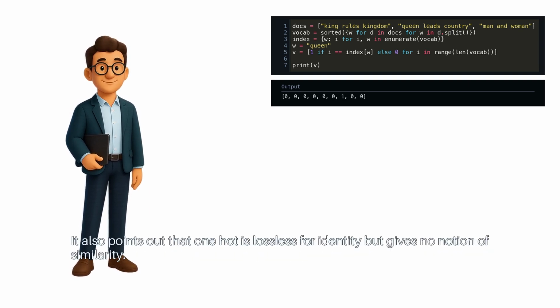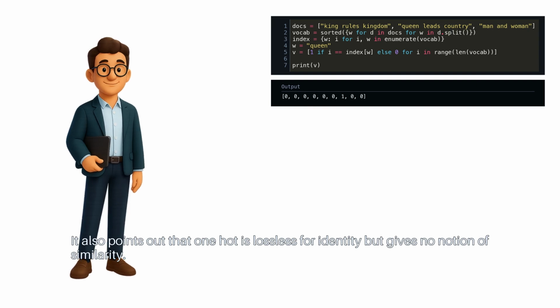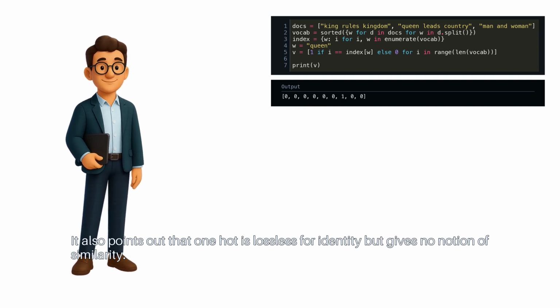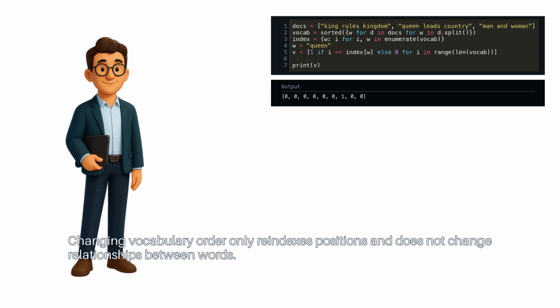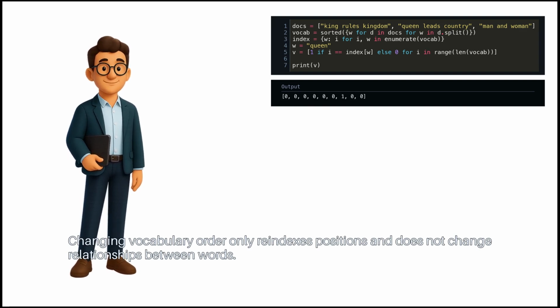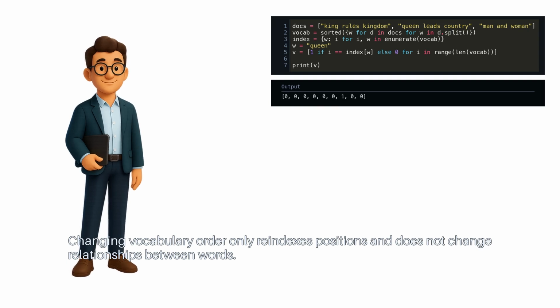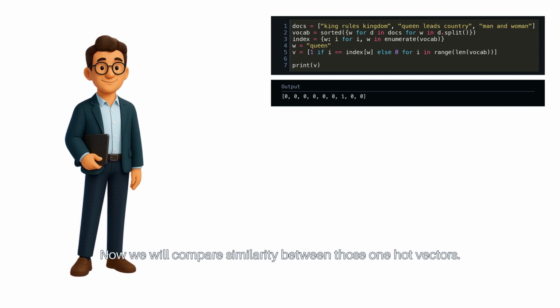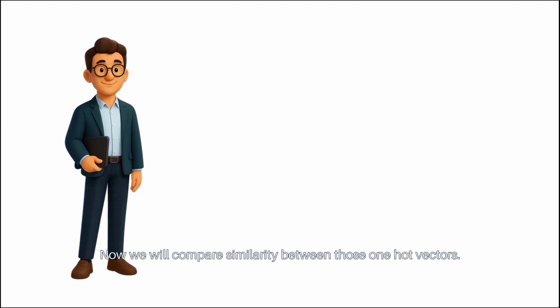It also points out that one-hot is lossless for identity, but gives no notion of similarity. Changing vocabulary order only reindexes positions and does not change relationships between words. Now we will compare similarity between those one-hot vectors.